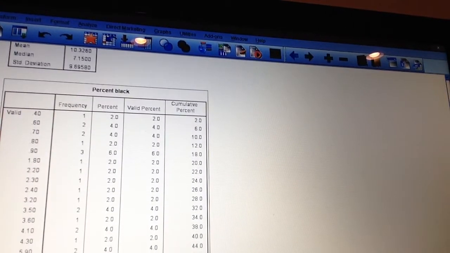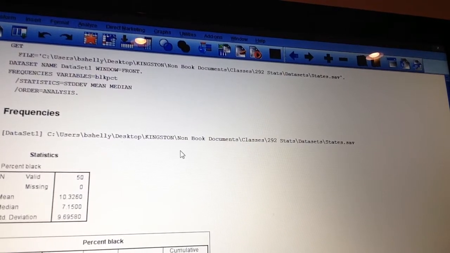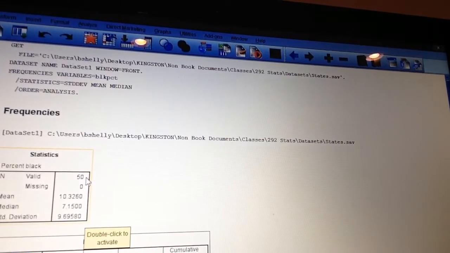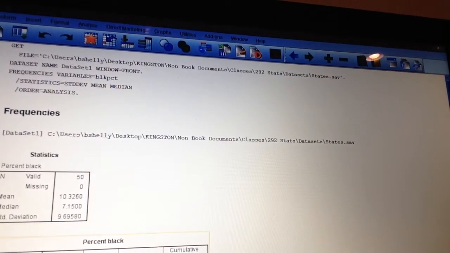You confirm this by saying that, look, about 70% of the American states have between 0 and 20% of their population that is African American. And that would be fine. That actually would be a perfectly respectable answer to this question. You could also say this suggests that there's a wide range of states, since the standard deviation is almost as big as the mean, it kind of implies that we're all over the place.